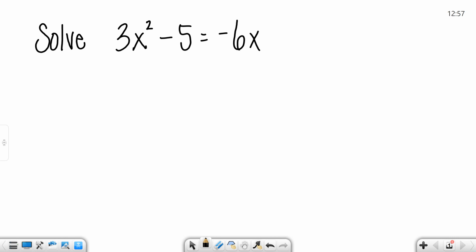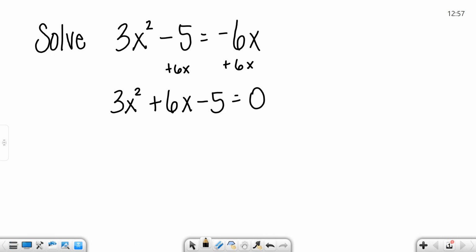Okay, so in this particular problem, it is not in the correct form. It is not equal to 0. So I am going to add 6x to both sides. Now there's no like term over here on the left. So when I put plus 6x, I'm going to go ahead and put it in descending order. Now it is in the correct form. My A value, my B value, and my C value.